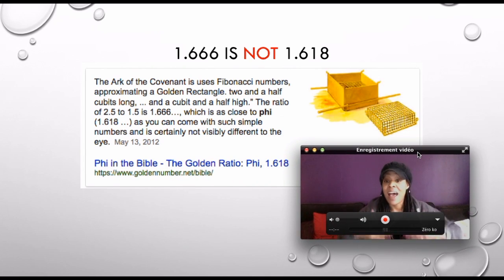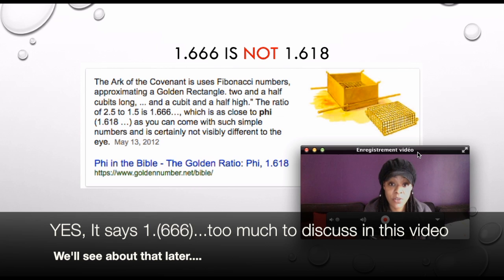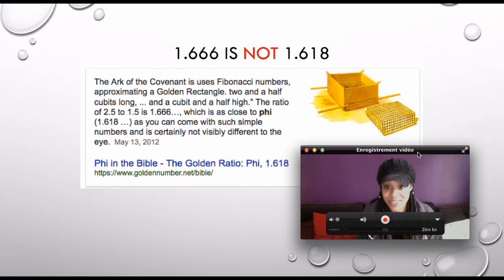But from what I have found, the Ark of the Covenant uses Fibonacci numbers, approximating a golden rectangle. So 2.5 cubits long and a cubit and a half high. The ratio is 2.5 to 1.5, which is 1.666, which is as close to phi, 1.618, as you can come with simple numbers, and it's certainly not visibly different to the eye.